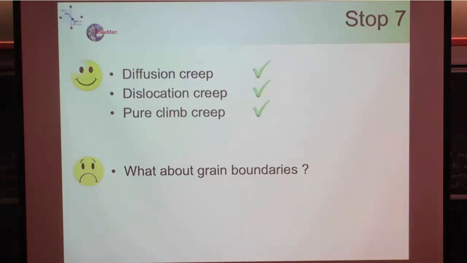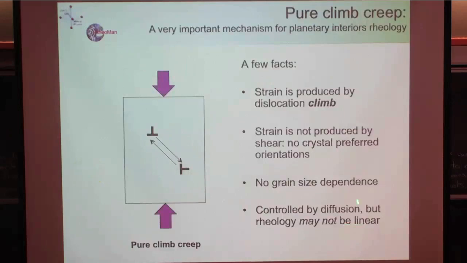Maybe last stop. Now I think that we have a much better understanding of all the processes which act inside the grains to produce plastic deformation, and we have highlighted some mechanisms that could really operate in planetary interiors. And again, it is important to remind that this pure climb creep is size independent. Its efficiency does not depend on the grain size. Whatever happens to the grain size in the lower mantle, it can do the job and can promote mantle convection. So this is very important.